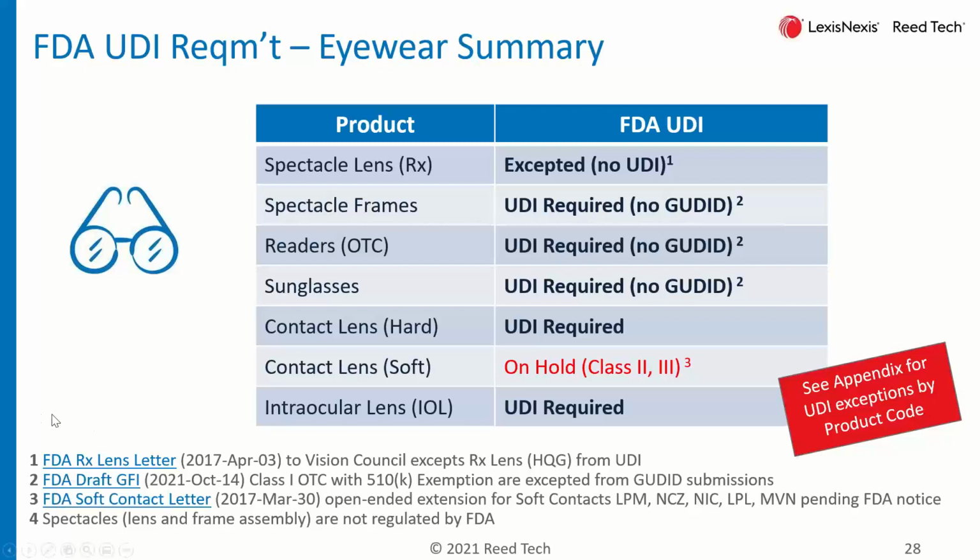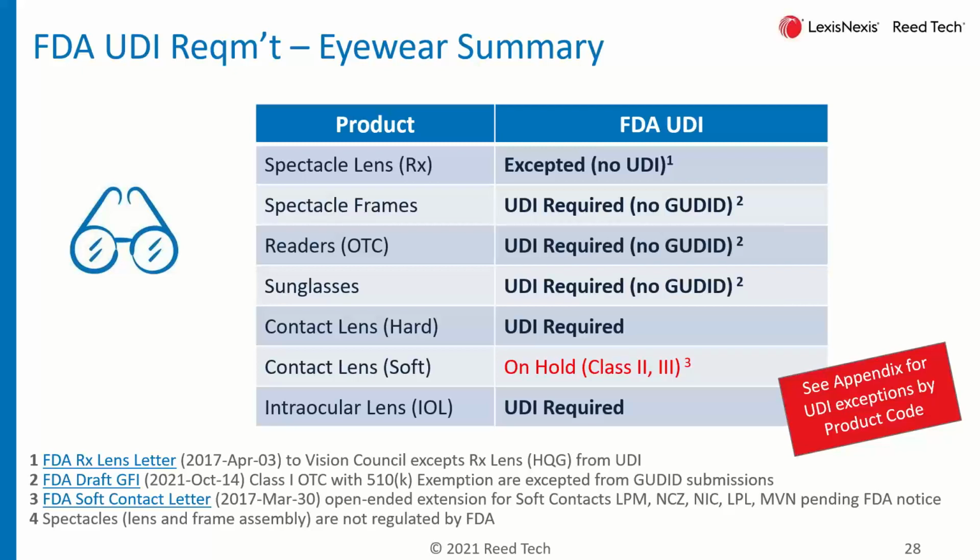Thank you, Gary. So yeah, this particular group of products was affected by this recent guidance. And so what we see here is with spectacle lenses, prescription lenses, they're excepted, and so no UDI is required. But with spectacle frames, readers over the counter, and sunglasses, we see UDI is still required, but there's no requirement to submit any of that data to the FDA's GUDID database.